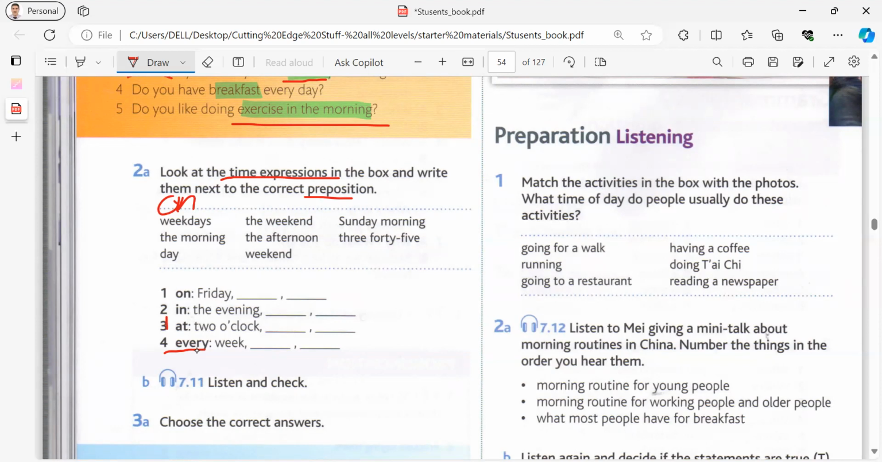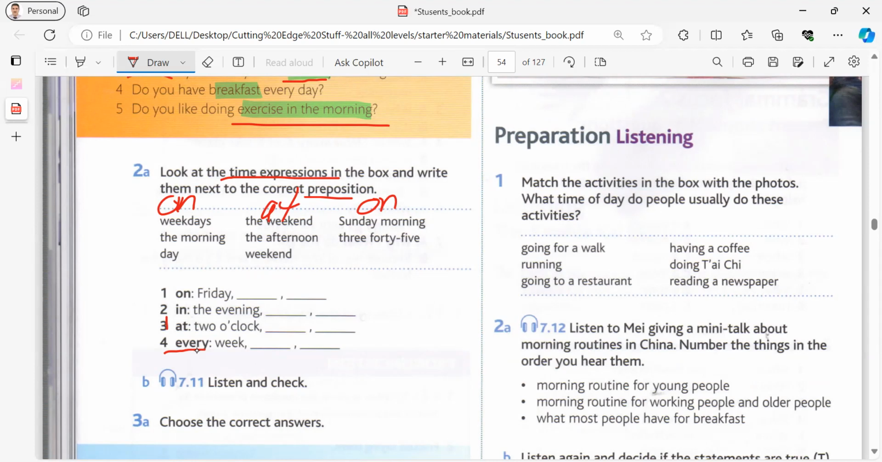The weekend. At the weekend. Saturday, Sunday morning. On Sunday morning. We use on with days of the week: on Sunday morning, on Friday evening, on Friday afternoon, and so on.